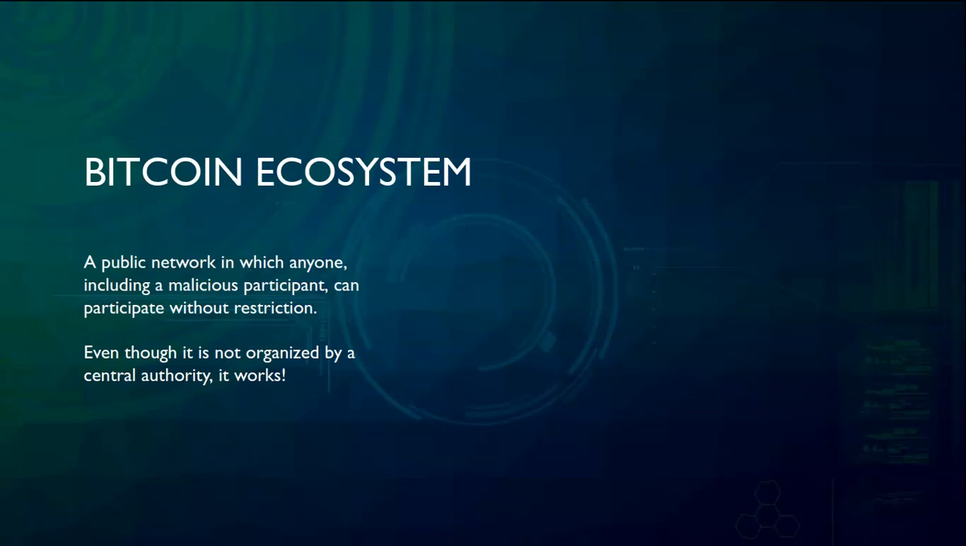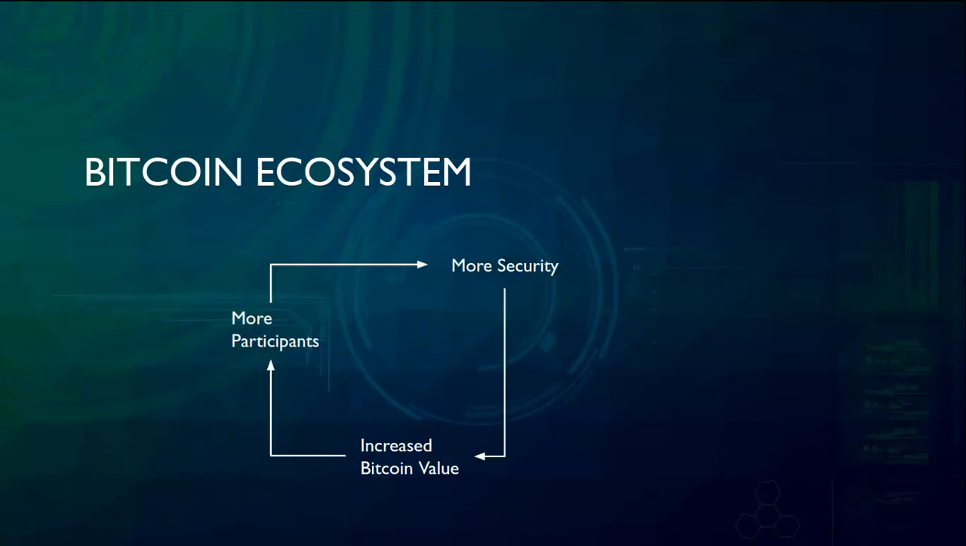Now let's talk about the Bitcoin ecosystem, a public network in which anyone, including a malicious participant, can participate without restriction. On the Bitcoin ecosystem, or the blockchain technology, anyone can be on the network, even a hacker or a scammer, but everyone can participate without any restriction. Even though it is not organized by a central authority, it works. So our police force cannot control anything there. You understand? That's why people love it that much.